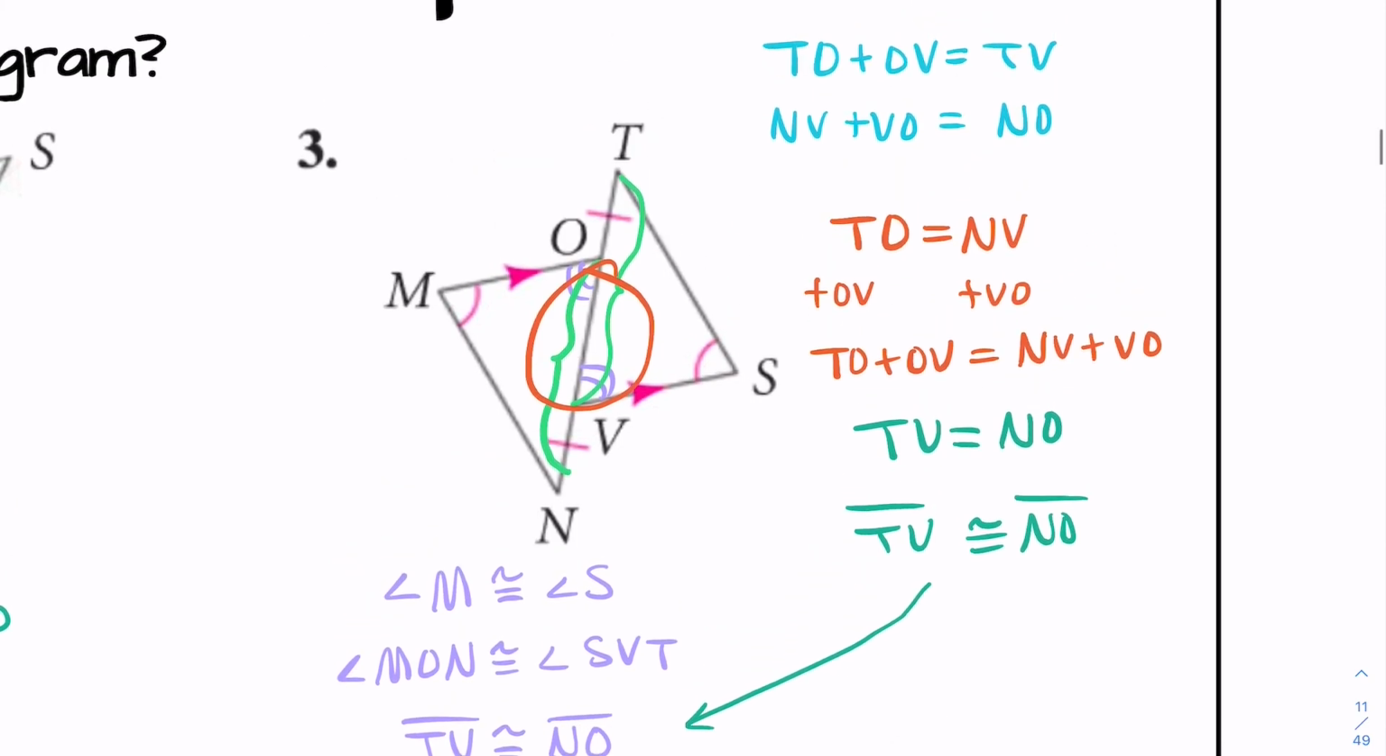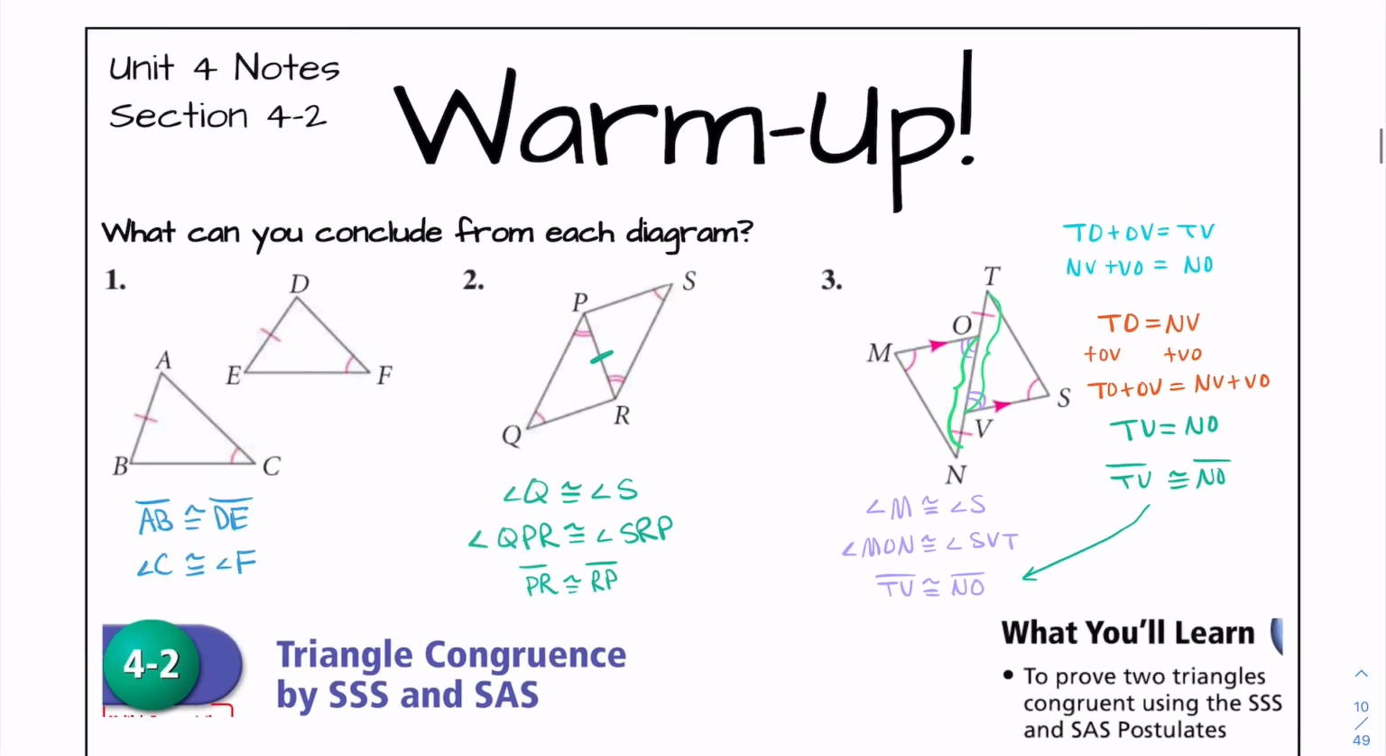So you don't have to write all this down, but you just have to know that the overlapping parts can be added. The overlapping part OV can be added to TO and NV, and it will then extend the congruence from T to V, and then from N to O. So that right there is the warm-up.